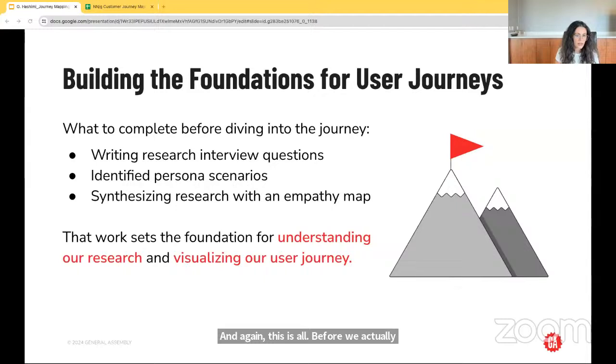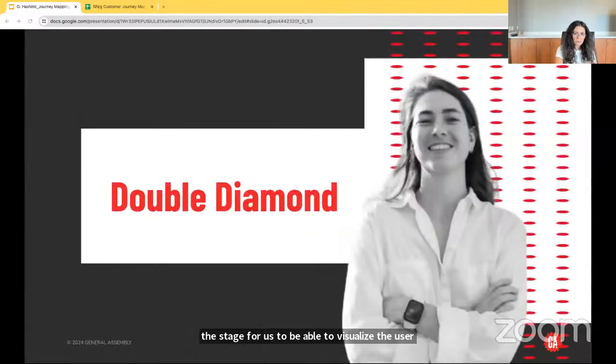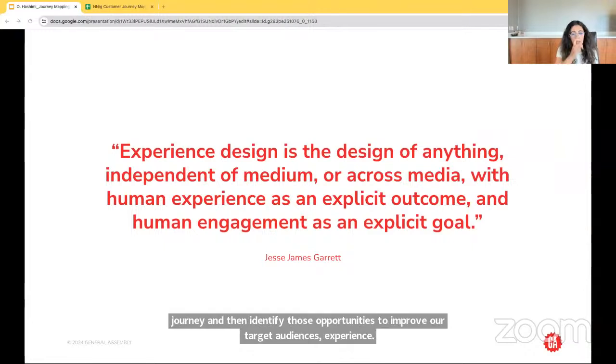We analyze our research findings. We synthesize and organize our research findings through an activity we call affinity mapping. This is where we identify those patterns and themes and those key user needs as it relates to our target audience's thoughts, their feelings, their pain points, and again, their motivations. So this is really what sets the stage for us to be able to visualize the user journey and then identify those opportunities to improve our target audience's experience. So, as I mentioned, the double diamond.